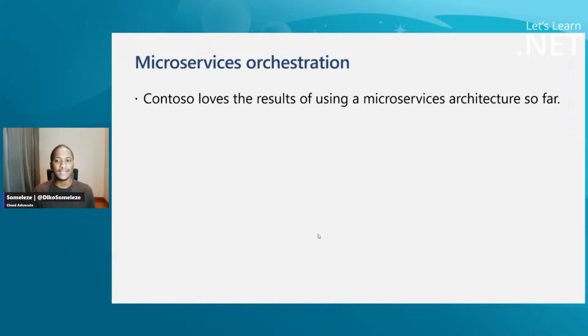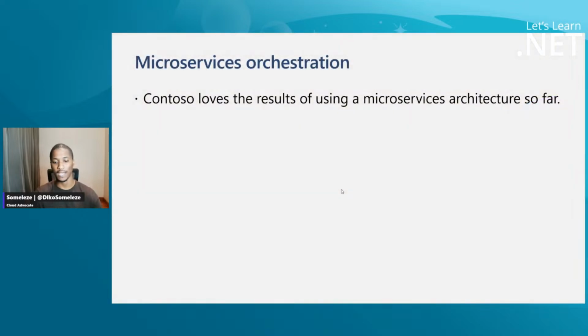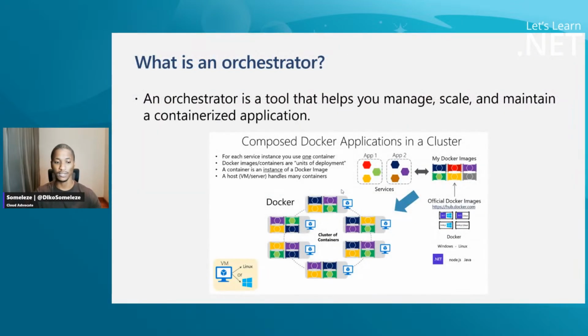So we're going to understand a little bit more of what an orchestrator really is. An orchestrator, for an example, is a tool that helps you manage, scale, and maintain a containerized application. Using orchestrators for production-ready applications is essential if your application is based on microservices or is split across multiple containers.